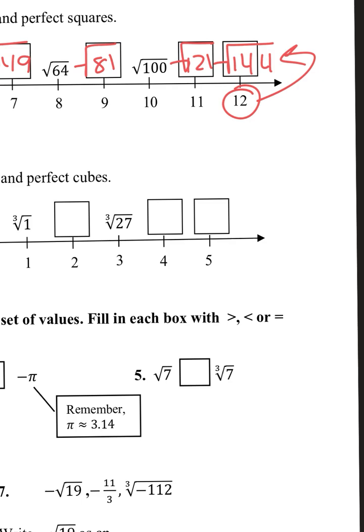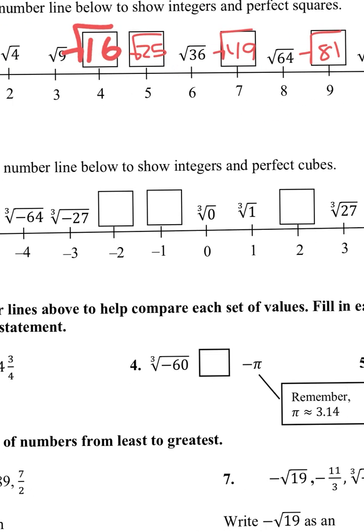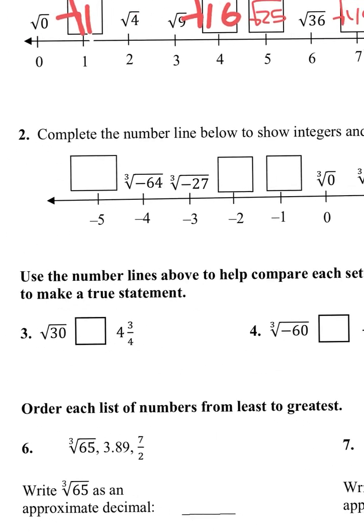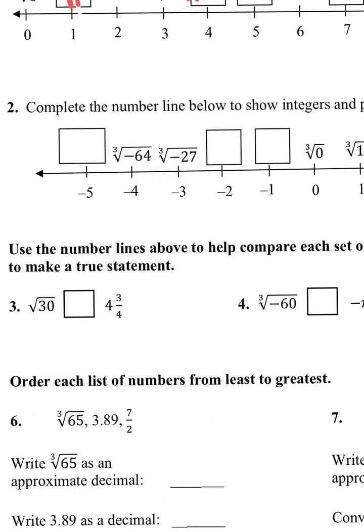All right. Moving on to number 2. Now, number 2 is a little bit funky because you've got both positive and negative integers. So in number 2, it says, complete the number line below to show integers and their perfect cubes. All right, so this is going to take a little bit more explanation before I do the chart.